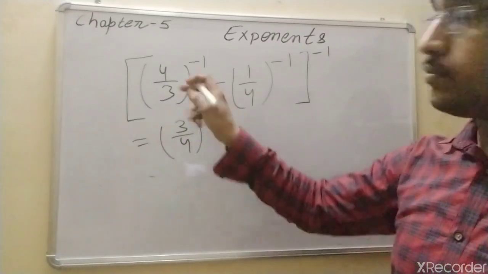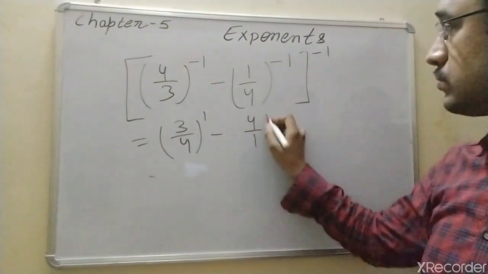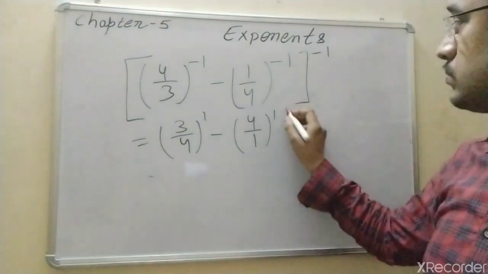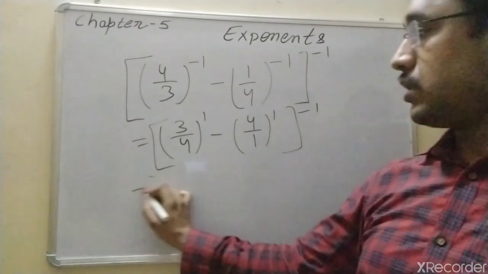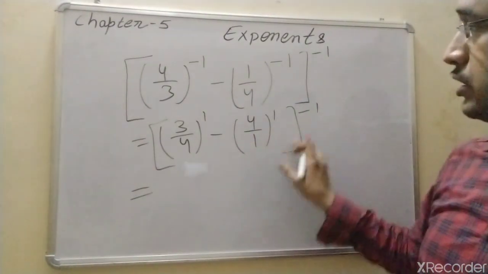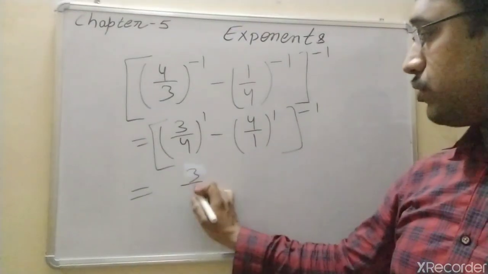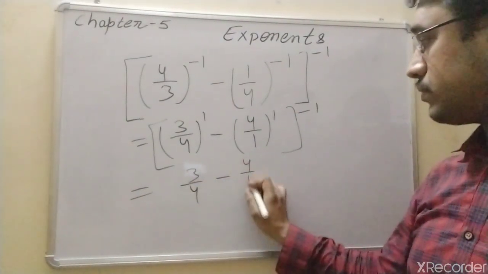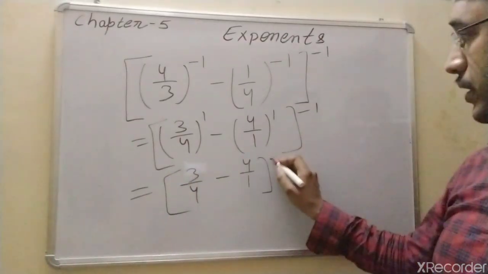Now the power is 1 by the formula just explained. So it is 4 by 1, power 1, and outside it is power minus 1. This minus power is on this whole big bracket. This you will write as 3 by 4 minus 4 by 1, and this is the power minus 1.